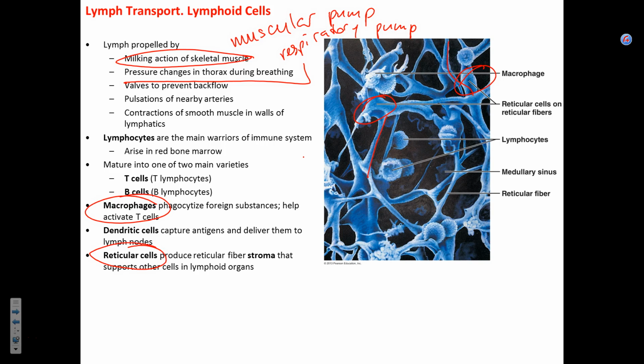Does that make sense? So when lymph enters the lymph node, the big chunks, the big fragments, cells, whatever, they get caught in the web. Okay? Macrophages will destroy them. Not only this, you're also going to have dendritic cells there, which will also phagocytose the pathogens to present them to lymphocytes.